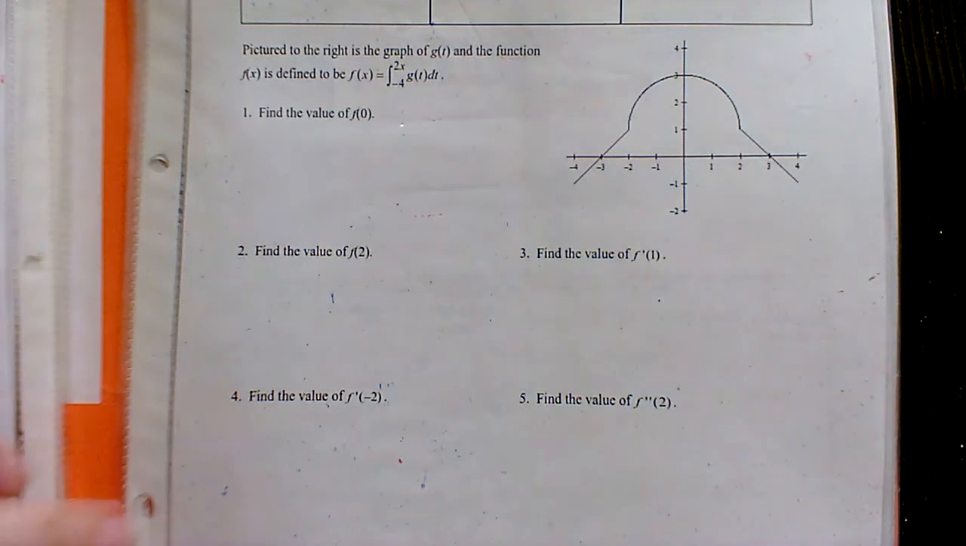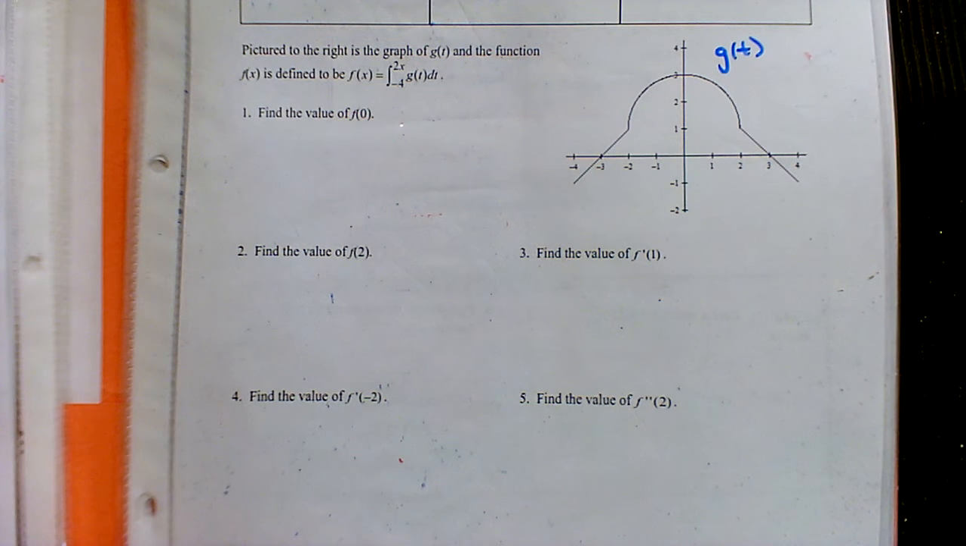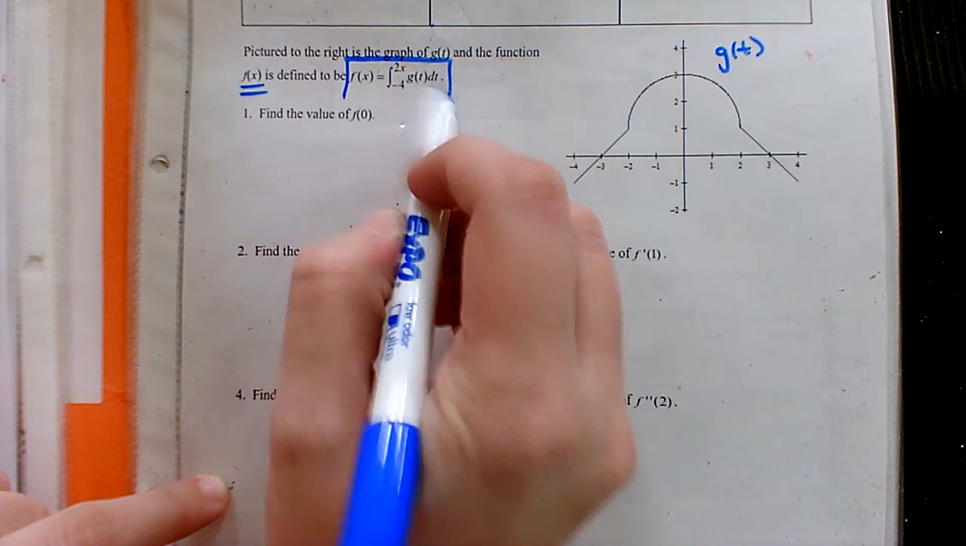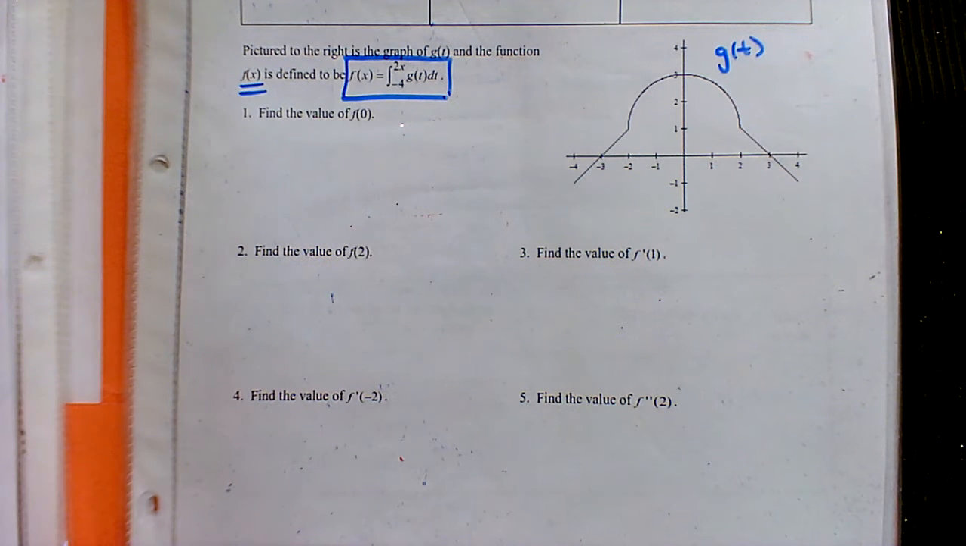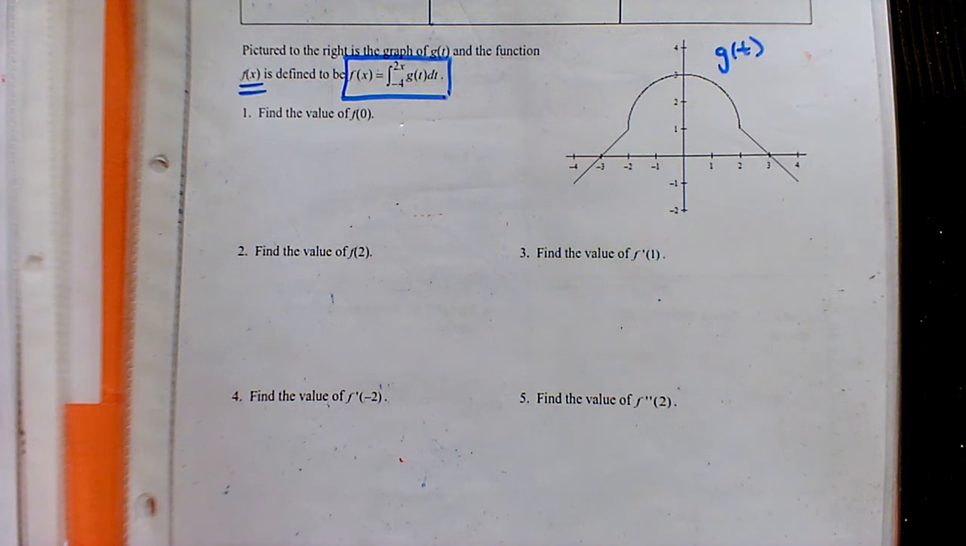So off to the right here, they give us the graph of g of t. I always like to label what's going on. So that's the graph of g of t, but they also give us the function f of x. And notice how f of x is defined as an integral, aka an antiderivative, specifically of the g of t function. Now we don't have a g of t function, but we do have a g of t graph. So maybe we can use that to our advantage for some of these questions.